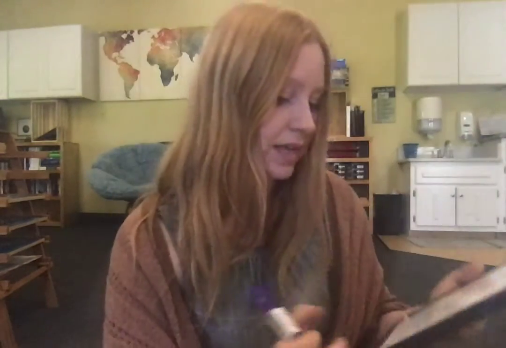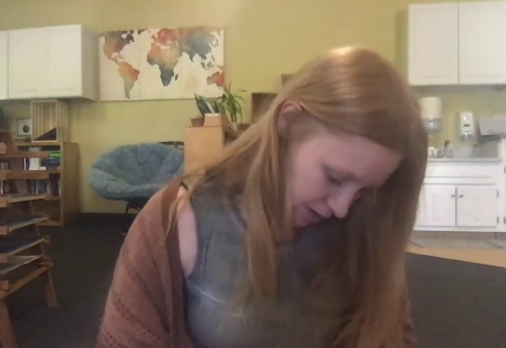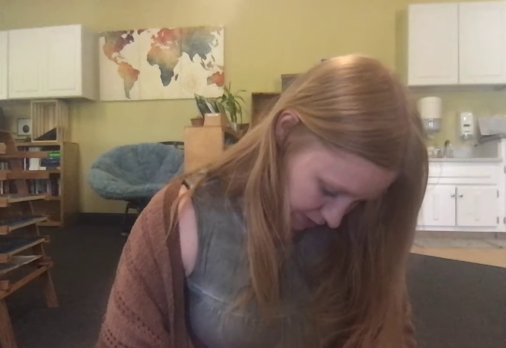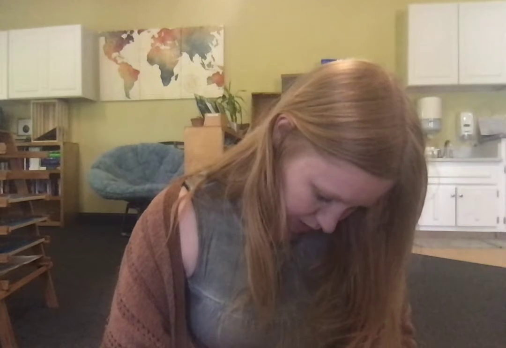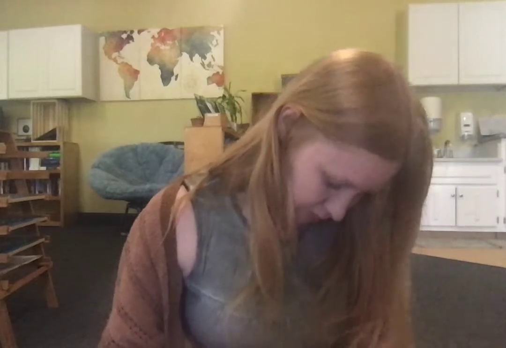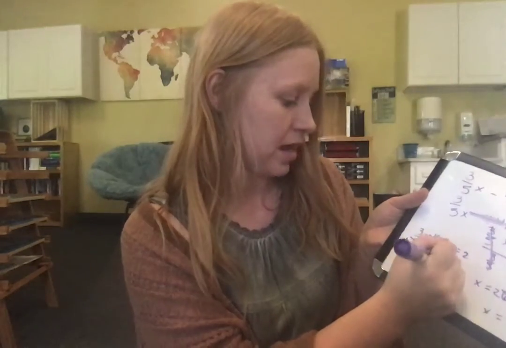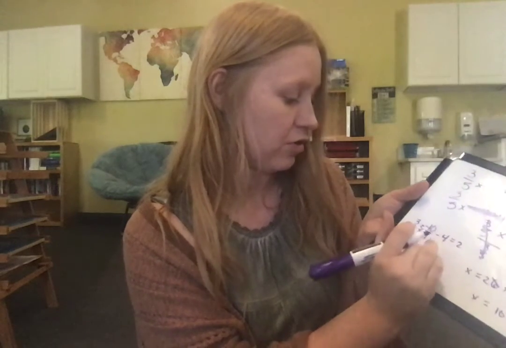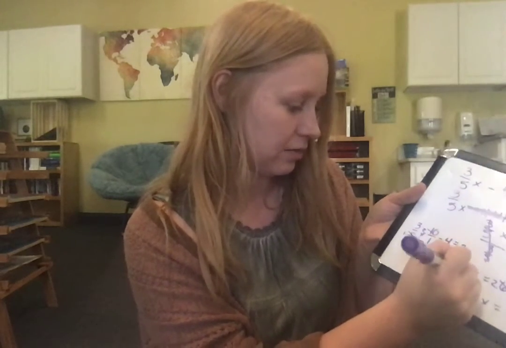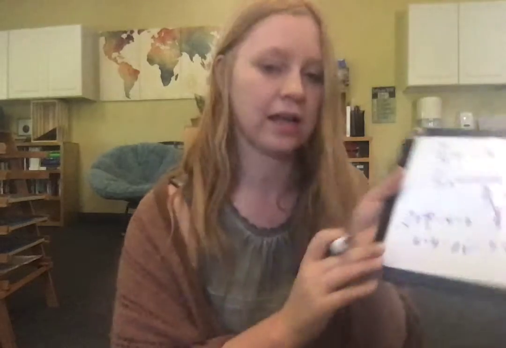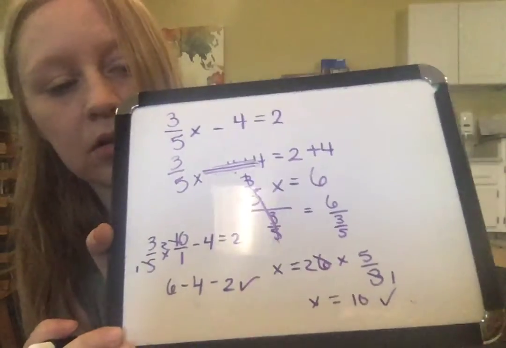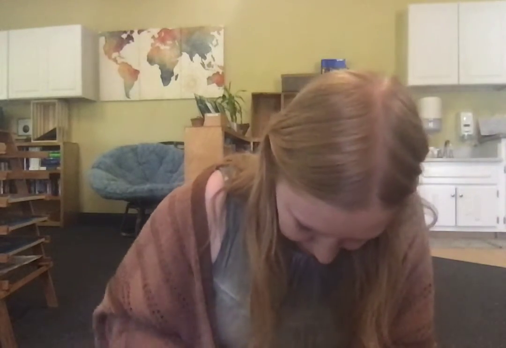And if I plug 10 back in, 3/5 times 10 wholes minus 4 equals 2. 6 minus 4 does equal 2. We are right. 10 equals x. Okay. Now, if you look on to page 41, we have something different. So let's look at that together.